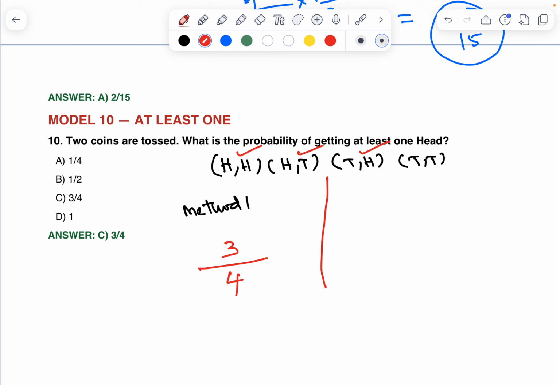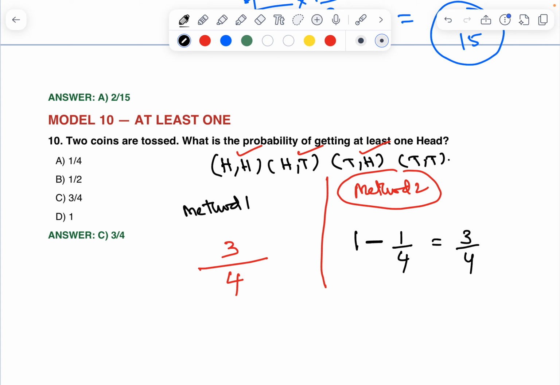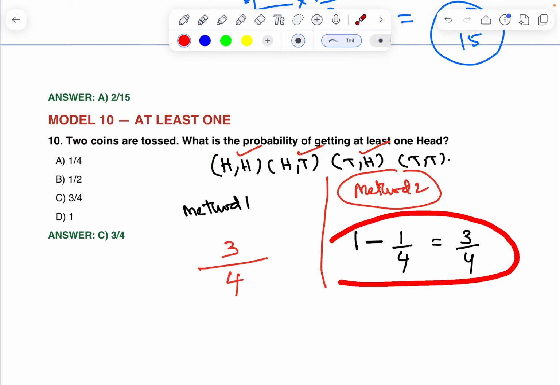And another method, method 2. Two coins are tossed. What is the probability of getting at least one head? At least one head is 1 minus not head. Not head is 1 by 4. So 1 minus 1 by 4 is equal to 3 by 4. Here you can observe tail, tail: there is no head. Therefore, 1 minus no head is the answer. Already we discussed the not E, 1 minus not E. This is a simple formula. Next question.